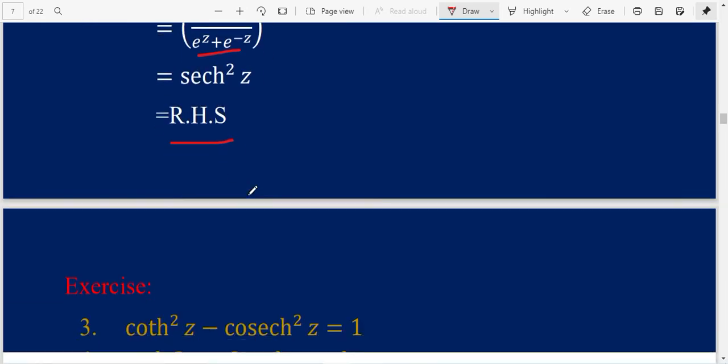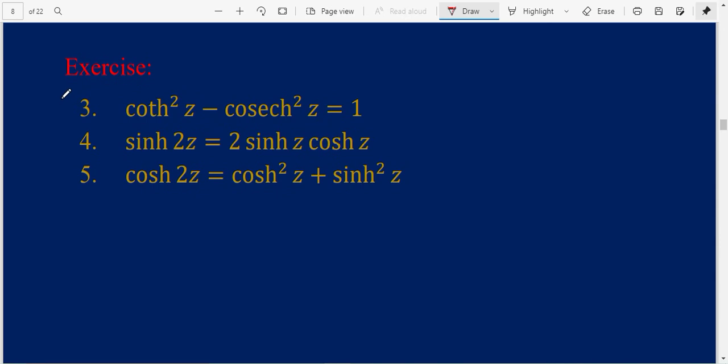So complete the proof. Now prove this identity: coth square z minus cosech square z is equal to 1. Sinh 2z is equal to 2 into sinh z into cosh z. Cosh 2z is equal to cosh square z plus sinh square z.